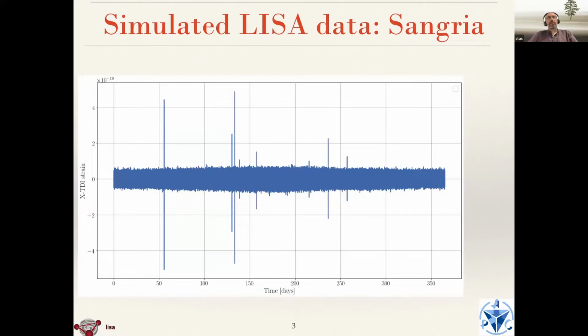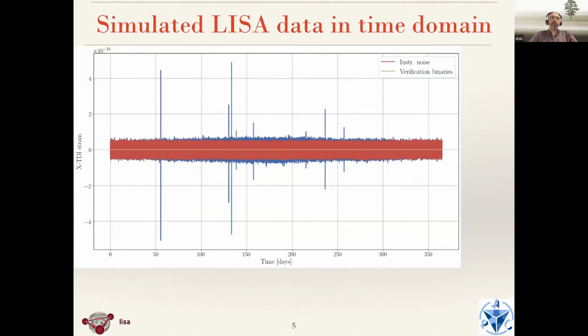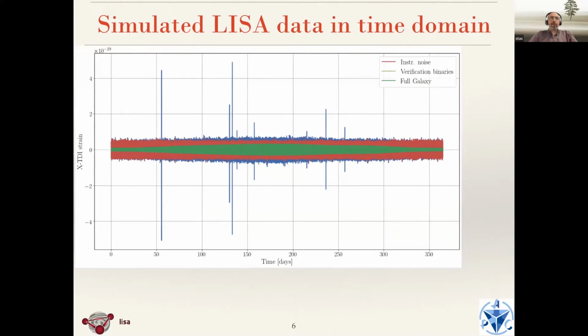This is the data called Sangria, where we actually probe our global fit. It contains instrumental noise in red. It contains verification binaries in yellow. This time the main data contains 30 million galactic binaries. Of course, most of them are not detectable, but they will create the stochastic signal, which I mentioned before.